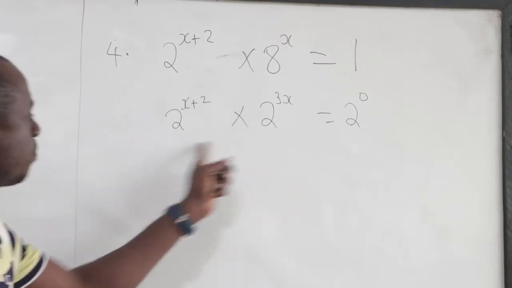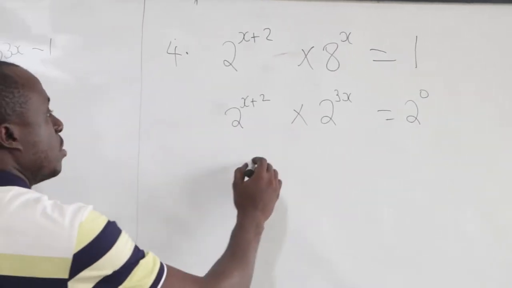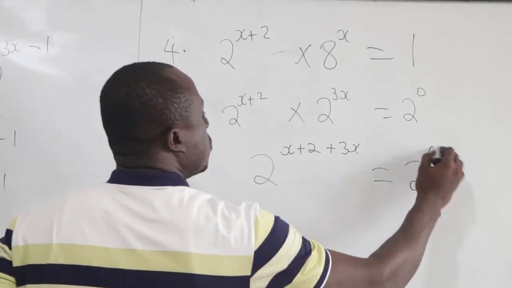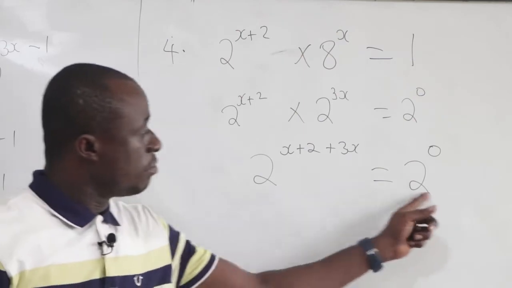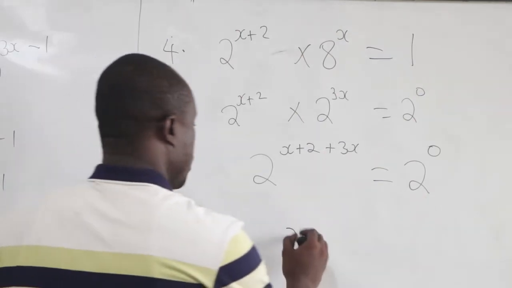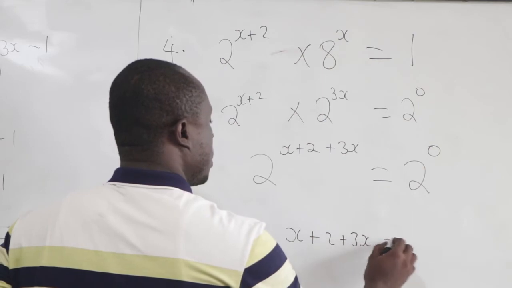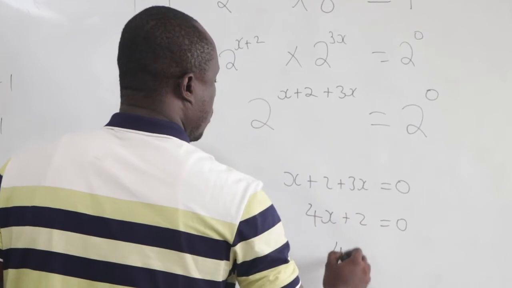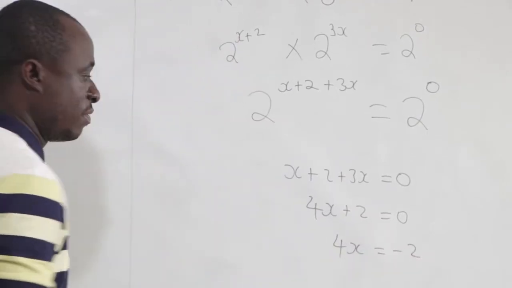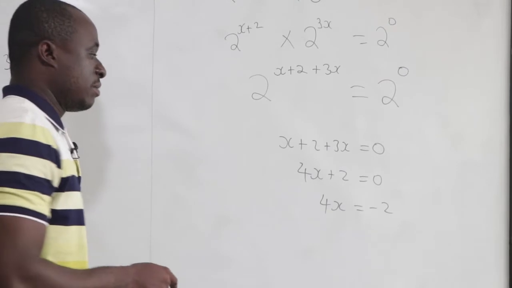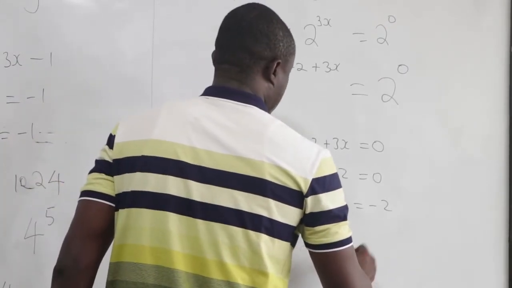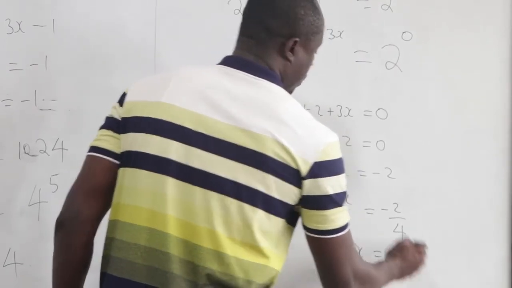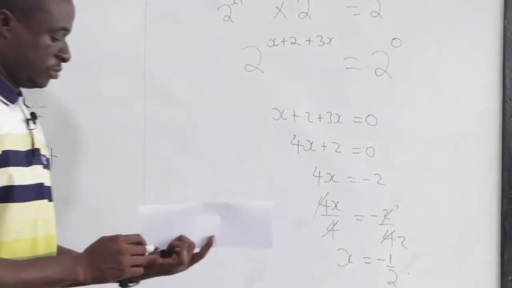Now, clearly here we are multiplying. Bases are the same, so we add the exponents. So 2 to the power x plus 2 plus 3x equal to 2 to the power 0. Bases are the same, we equate the exponents. We have x plus 2 plus 3x equal to 0. x plus 3x, 4x plus 2 equals 0. 4x equal to negative 2. So we have to divide both sides by 4. 4x over 4 equal to negative 2 over 4. So x is equal to negative 1 over 2. This will be a 1, this will be a 2.